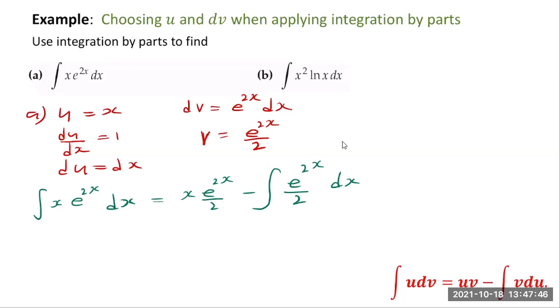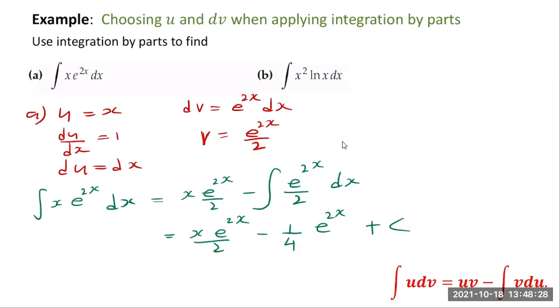Now I can deal with this easily. I know how to integrate functions like this. So this will be equal to x times e to the power 2x divided by 2 minus 1/4 times e to the power 2x plus c. Of course, you can pull out this 1/2 from this integral. And then if you integrate this one, that is e to the power 2x divided by 2. And with the 1/2 that you have in front, that will become 1/4. Okay. So this is the answer.